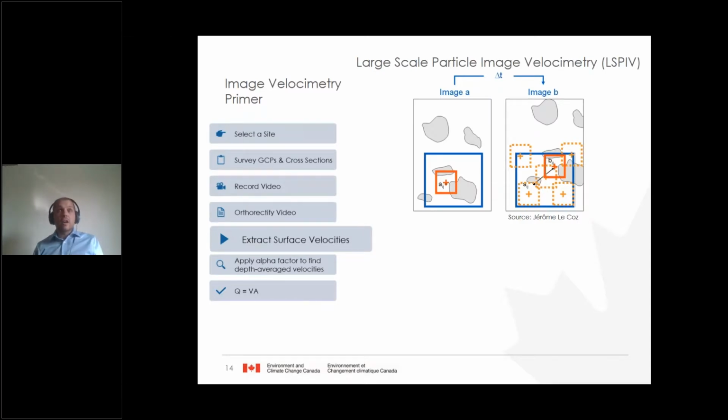And then the key step is to extract surface velocities from those images. So there's two main methods of doing this, and I'm going to talk about this a little bit more in detail. So the first thing you do is you take your video and extract all the images out of the video. You know your frames per second or your frame rate, and so you'll know your time between all those images, and that's your delta T.